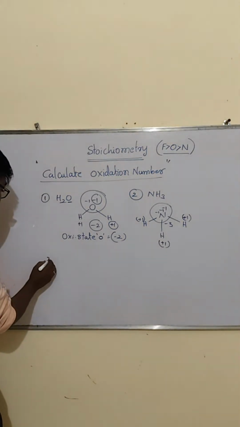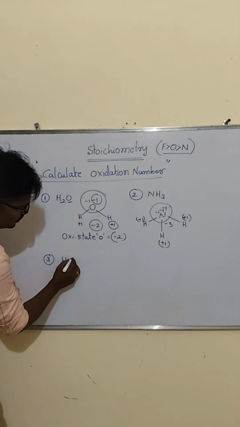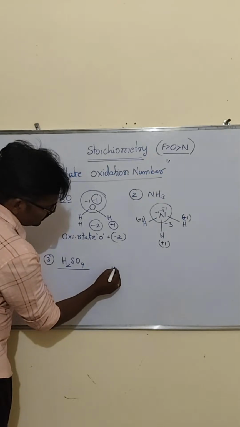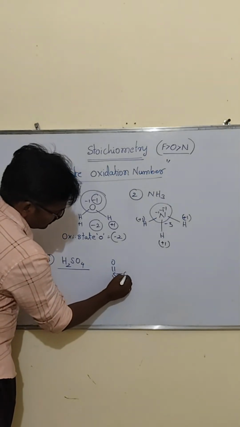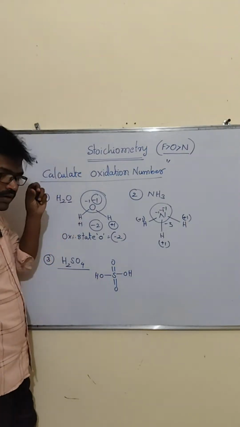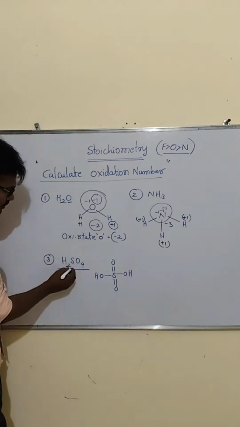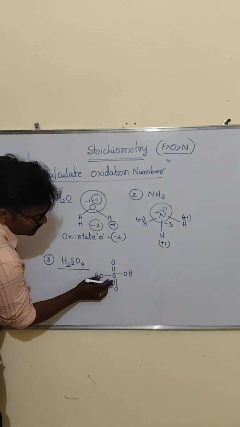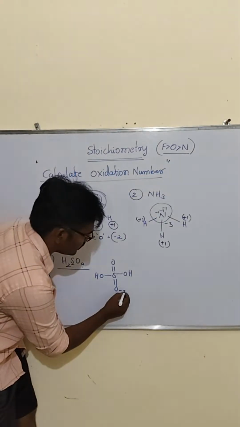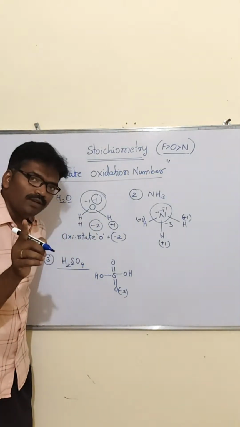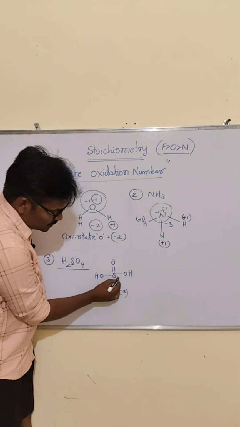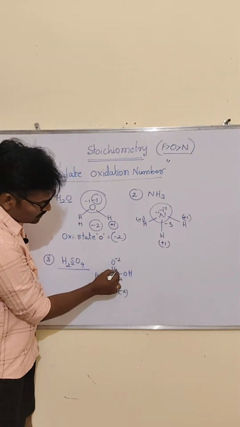Then third one, look at H2SO4, sulfuric acid. Sulfur is surrounded by a double bond O, then double bond O, then bond OH, then bond OH, like this. Look at the oxidation state of sulfur if you want to find out. Between sulfur and oxygen a double bond is there. Oxygen is the most electronegative atom, so -2 it can get. Sulfur is the less electronegative atom, so once oxygen gets negative charge, sulfur gets positive charge. Here also -2, then +2.